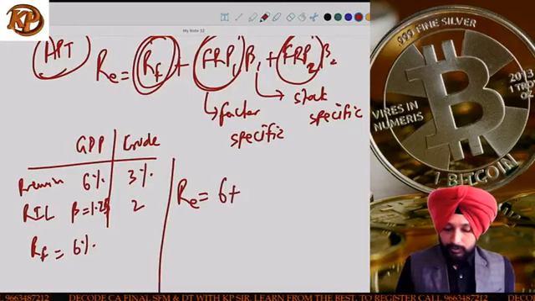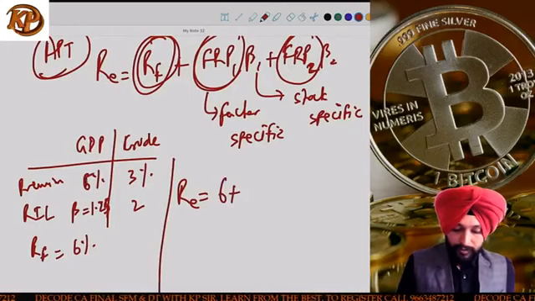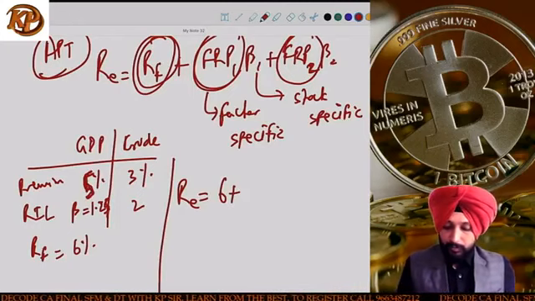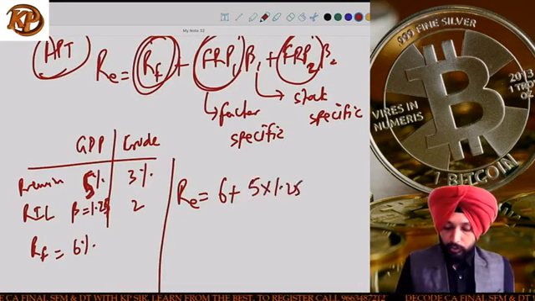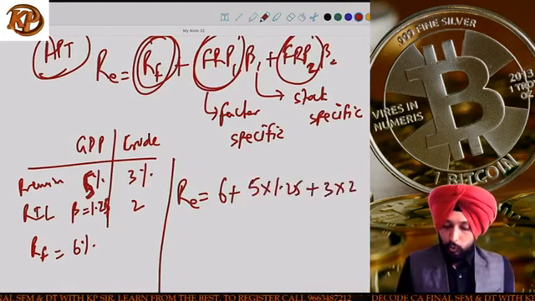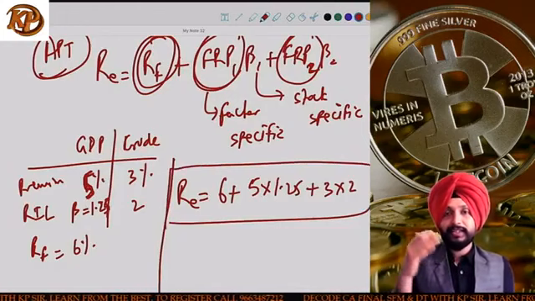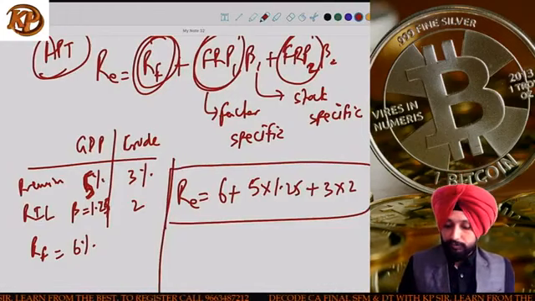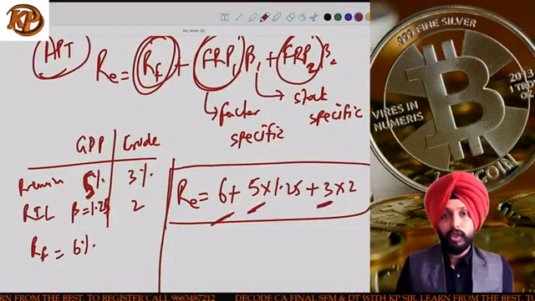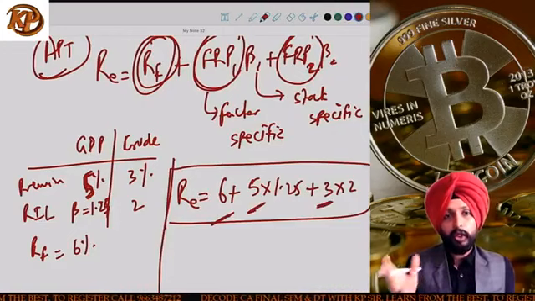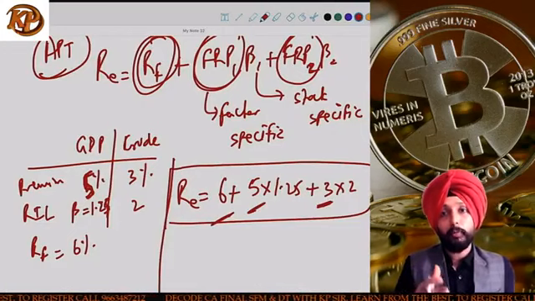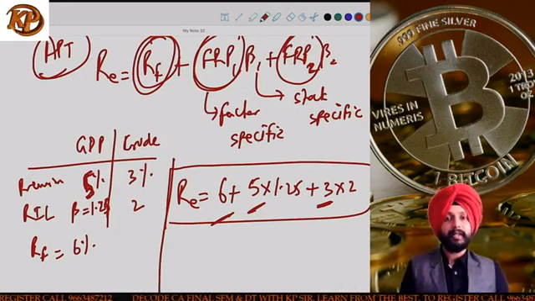6 plus, okay, let me take this as 5. GDP risk premium is 5, so this 5 into 1.25 plus 3 into 2. That's how you will calculate RE as per the APT model, which means 6, 5 and 3. These three numbers will remain the same whether I'm talking about Reliance or Infosys or any other stock. These three things will remain the same.